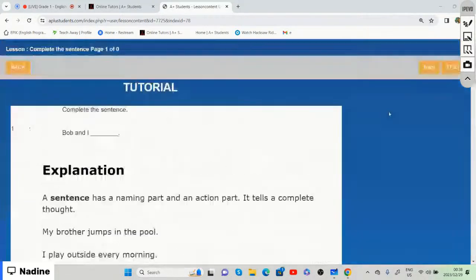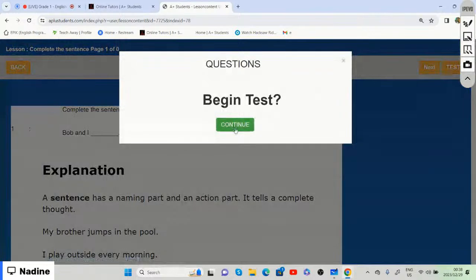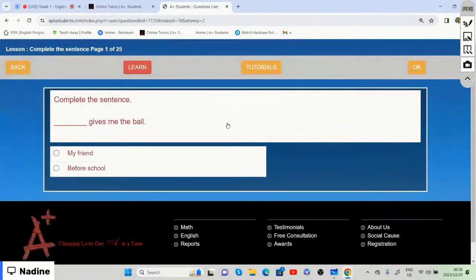All right, so now we're going on to our test where we're going to complete the sentence. We're now going to complete the sentence by choosing the correct word or words to fill in the missing words.